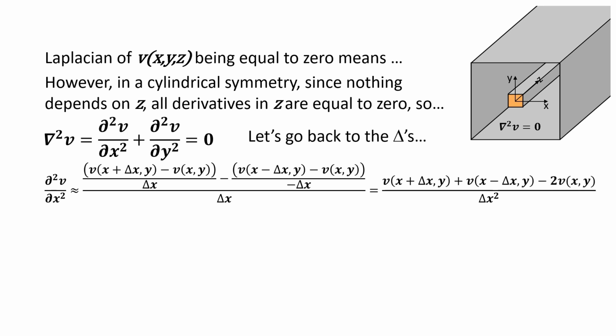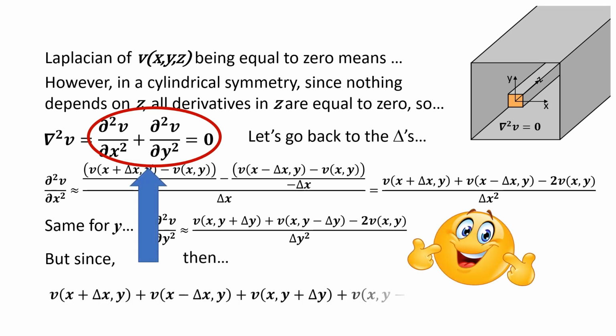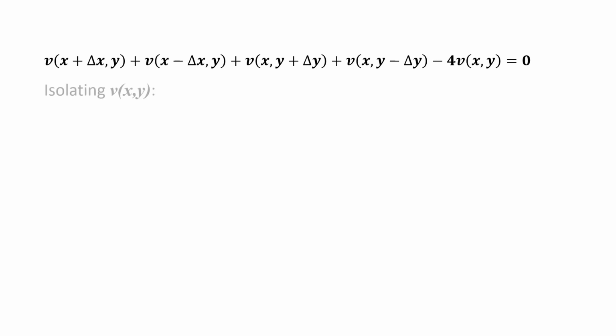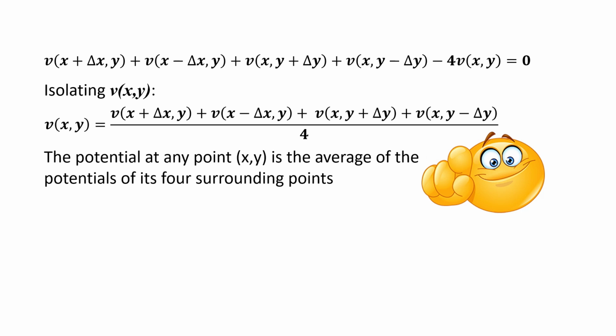Here's expressing the second derivative of v in x. That was the increment of the increment into delta x and into delta x again. Doing the same for y. But since both derivatives must sum 0, then we get, and hold this thought, stay with me, we're almost there. Okay, we were here. Now we isolate v in xy, and we get to the really important statement. The potential at any point is the average of the potentials of its four surrounding points.